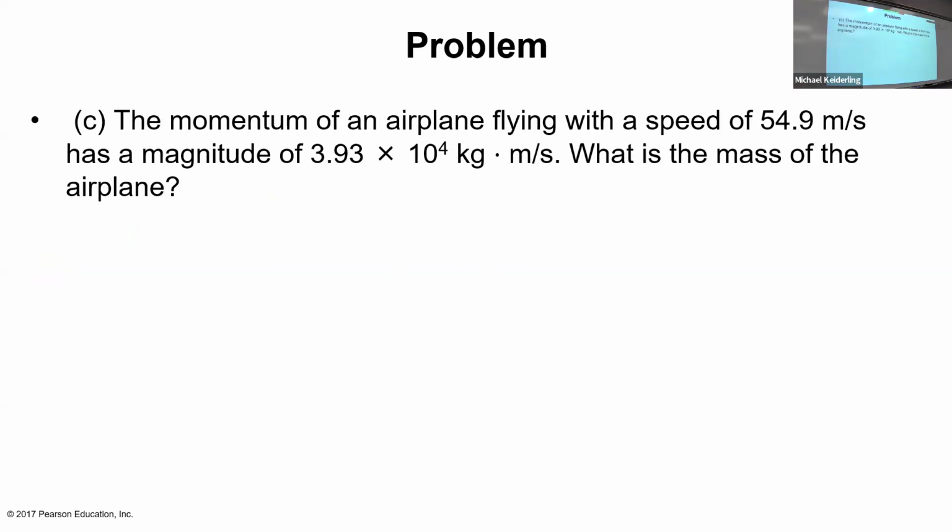Here we have the momentum of an airplane flying with a speed of 549 meters per second, has a magnitude of 3.93 times 10 to the 4 kilogram meters per second. What is the mass of the airplane?